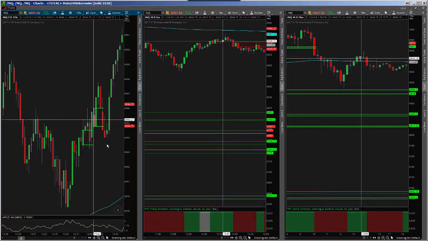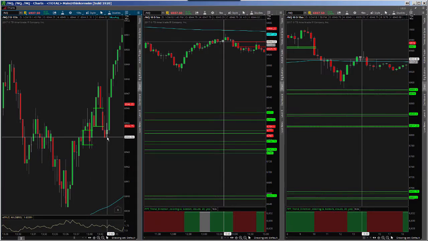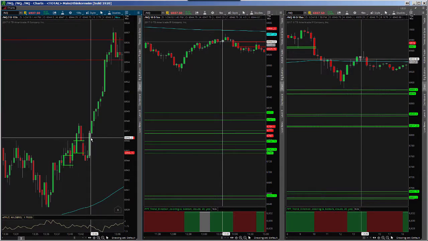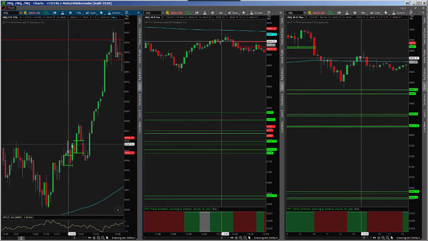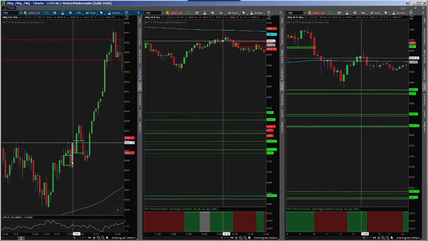So let's see, 46. Oh man, that's a shame. That would have been a great trade, but I got stopped out. So there's a loser. It's just unfortunate this bar was so big right here. Otherwise, that would have been just a fantastic entry.